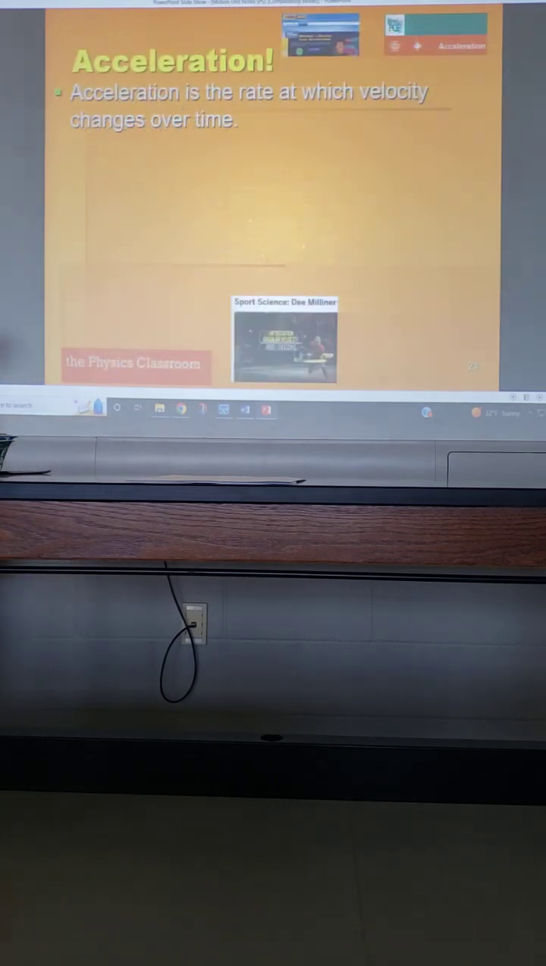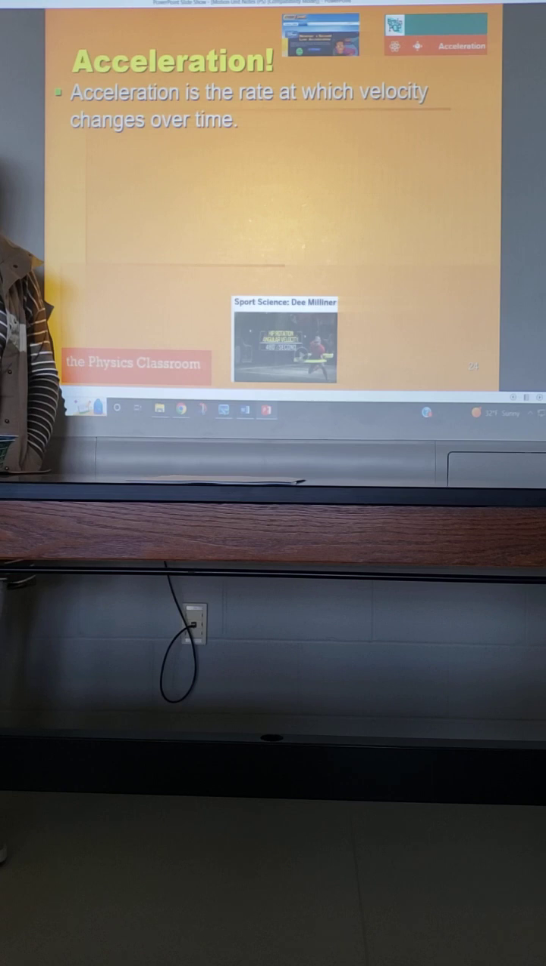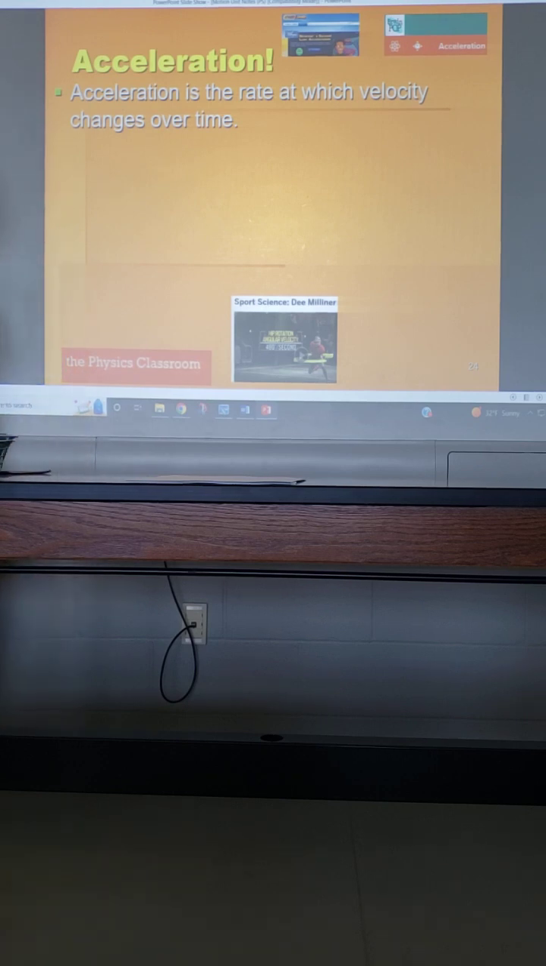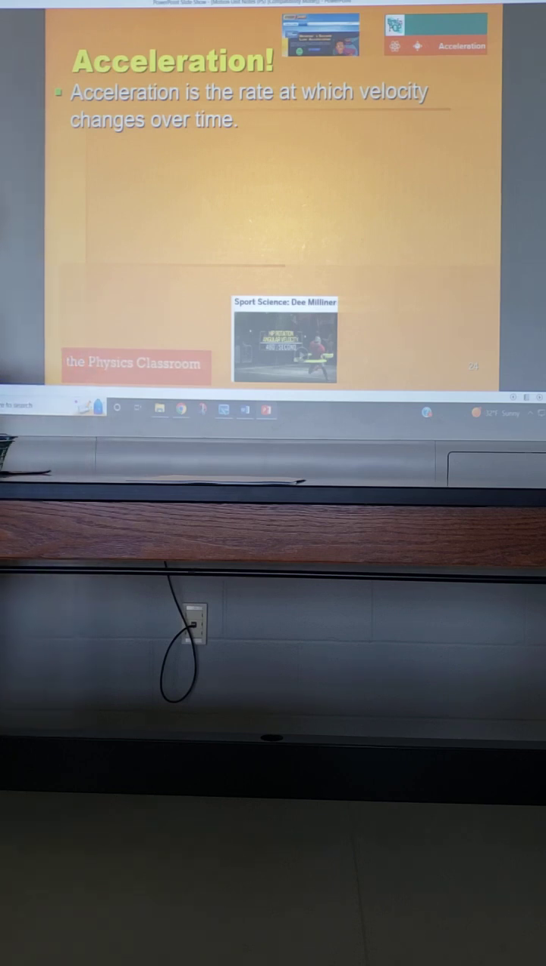So acceleration. This is going to be the rate at which velocity changes over time. So you guys have a pretty good understanding of velocity. You did a good job of calculating velocity. You did a good job of graphing or interpreting those graphs. Hopefully, with the speed lab that you just did, you did a good job of actually graphing them. So I'll take a look at that today.